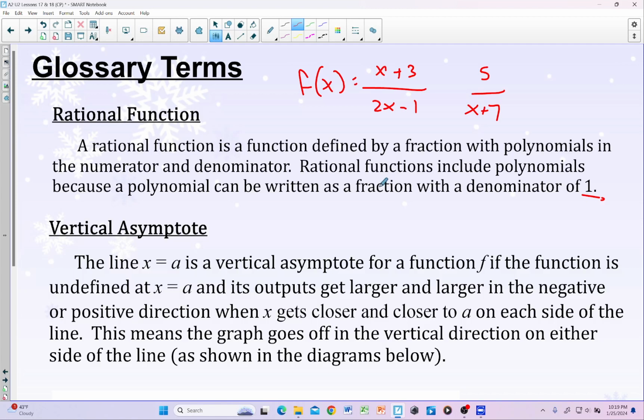The line x equals a is a vertical asymptote for a function if the function is undefined at x equals a and its outputs get larger and larger in some direction when x gets closer and closer to a on each side of the line. So here are the keywords: larger and larger, the outputs get larger and larger, closer and closer to a. This means the graph goes off in the vertical direction on either side of the line.